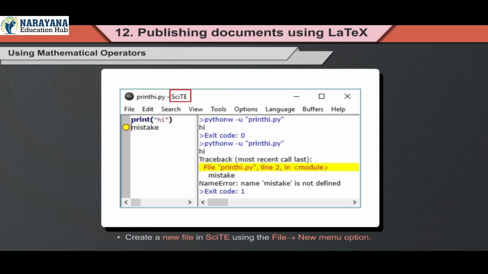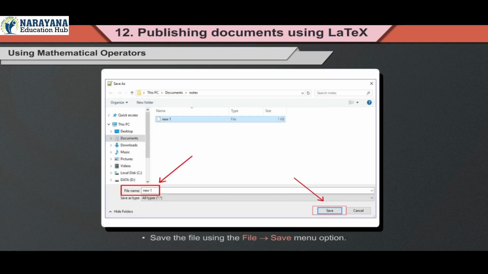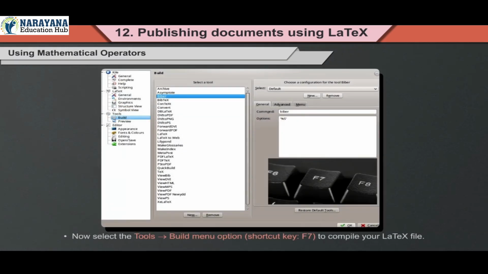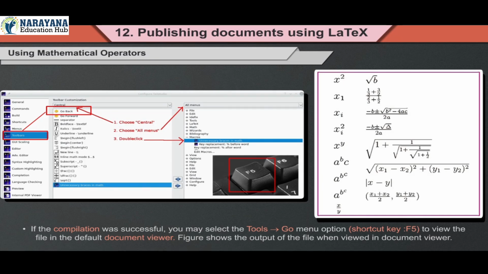Create a new file in SciTE using the File, New menu option. Type the content shown in listing in a SciTE editor. Save the file using the File, Save menu option. Now select the Tools, Build menu option, shortcut key F7, to compile your LaTeX file. If the compilation was successful, you may select the Tools, Go menu option, shortcut key F5, to view the file in the default document viewer. Figure shows the output of the file when viewed in document viewer.